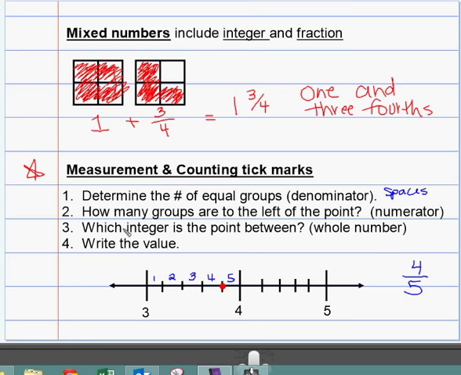Boy, that's poorly worded. This should be: which integer is to the left of the point? Okay, sorry about that. I'll fix that for the next go round. Which integer is to the left of the point? That'll be your whole number. So we're looking right here. It's the 3. And that's your value. That is the value of this point. That point represents 3 and 4/5.